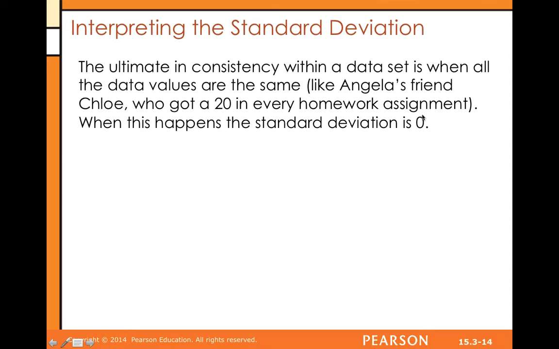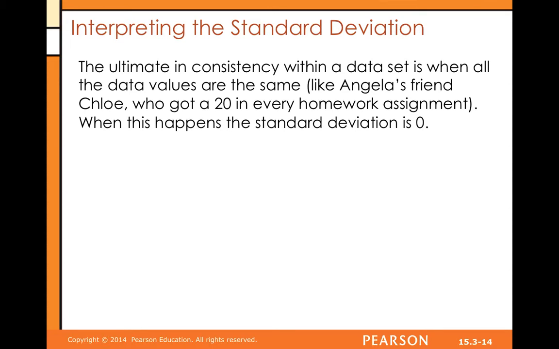But again, think this through. Without even calculating anything, you could predict that the standard deviation is 0. Because in Chloe's case, all of her numbers are the same. There is no spread. The mean is 20 and the average distance from the mean is 0, right? The distance from the mean is always 0. So if the data set consists of numbers that are all the same, that means there is no spread, which means the standard deviation would be 0.